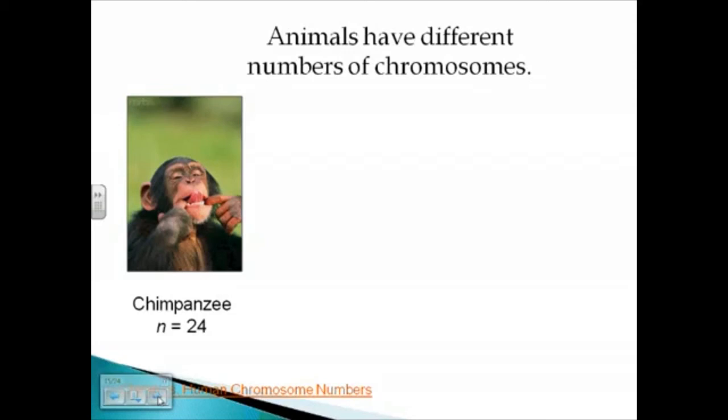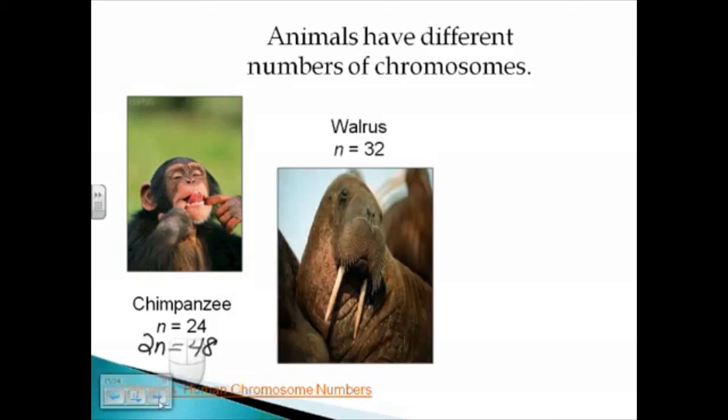So a chimp, which we're supposed to be closely related to, has 24. Its N number, its haploid number is 24, which means that a typical cell for a chimpanzee should have 48. Their 2N, their somatic cells, should have 48. This hyperlink here will actually talk to you about why we're believed to be so closely linked to chimpanzees and how we came across the genetic difference of 48 total chromosomes versus our 46 total chromosomes.